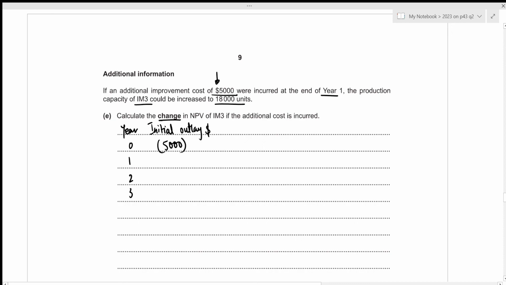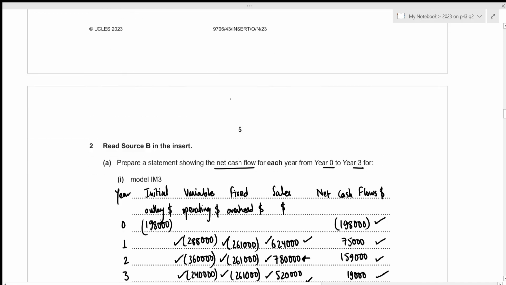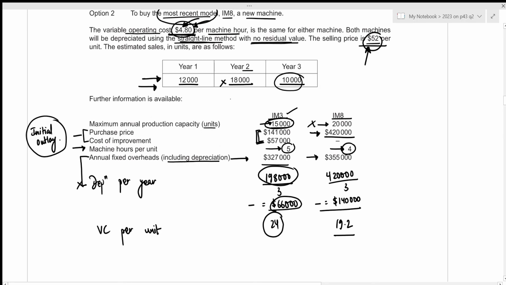Then at the end of year 1, the production capacity of IM3 could be increased to 18,000 units. And remember, by using the machine IM3, previously we could not fulfill the estimated sales of 18,000 for year 2. We could only include the sales of 15,000 units. So now, by this improvement, we can produce the additional 3,000 units in year 2 as well. So we need to incorporate the values for this 3,000 units. And the values that we need to incorporate is going to be the variable cost per unit and the revenue per unit. So let's incorporate those values as well.